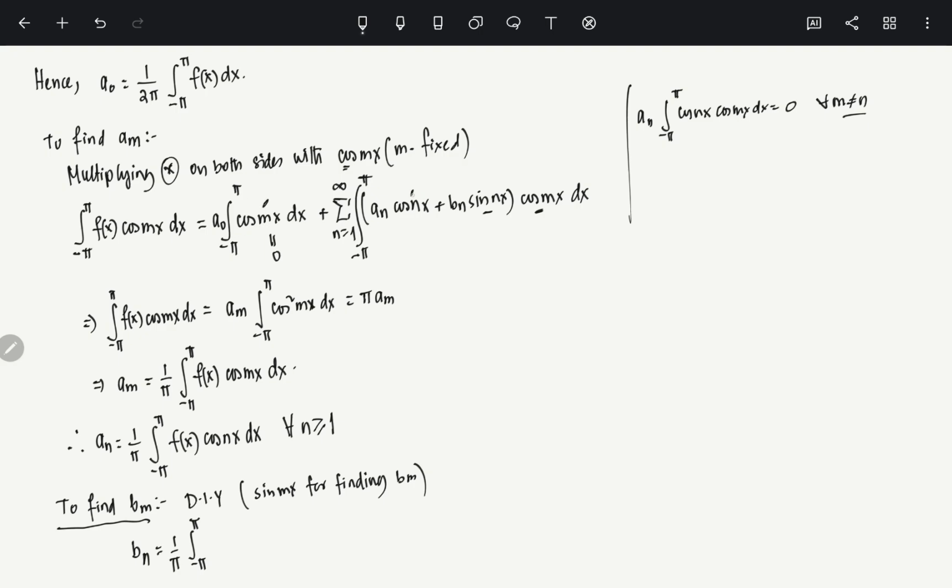This part is again going to be 0 because the sine and cosine integral is going to be 0. The only thing remaining is the integral of sine square mx dx, which will give you pi. So essentially we are going to get something like this: the integral of f of x sine nx dx. Okay, so this also holds for any n greater than or equal to 1. Yes. Okay, so we understood that this is how the formula works.